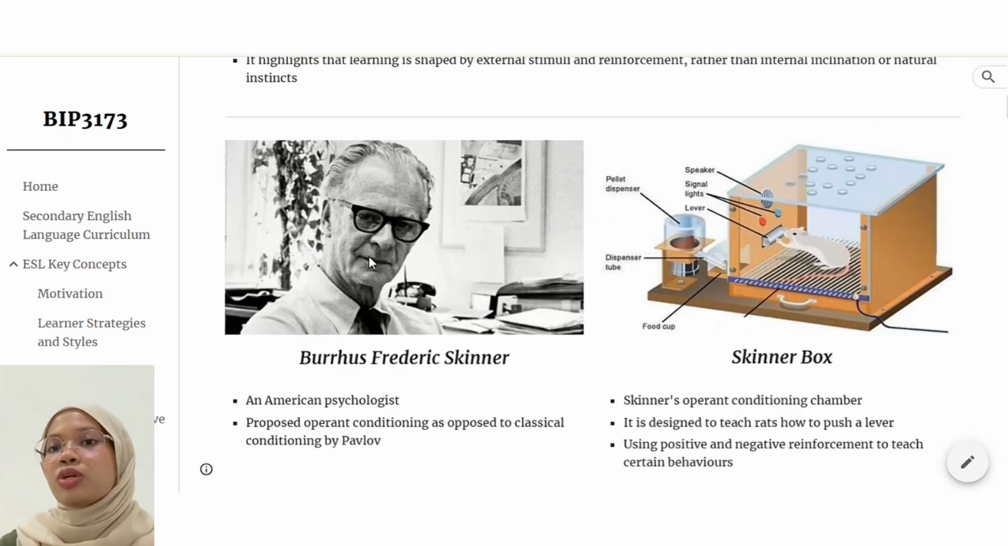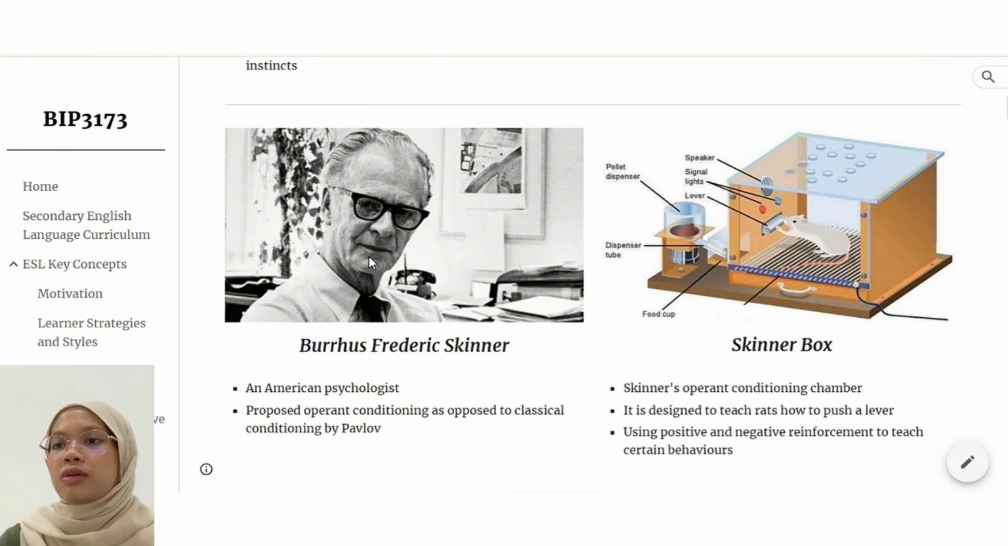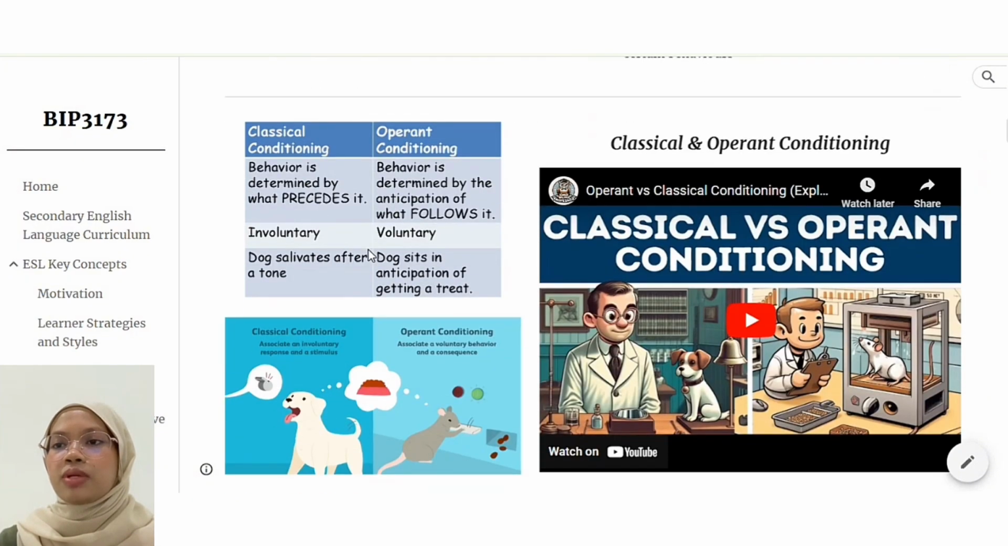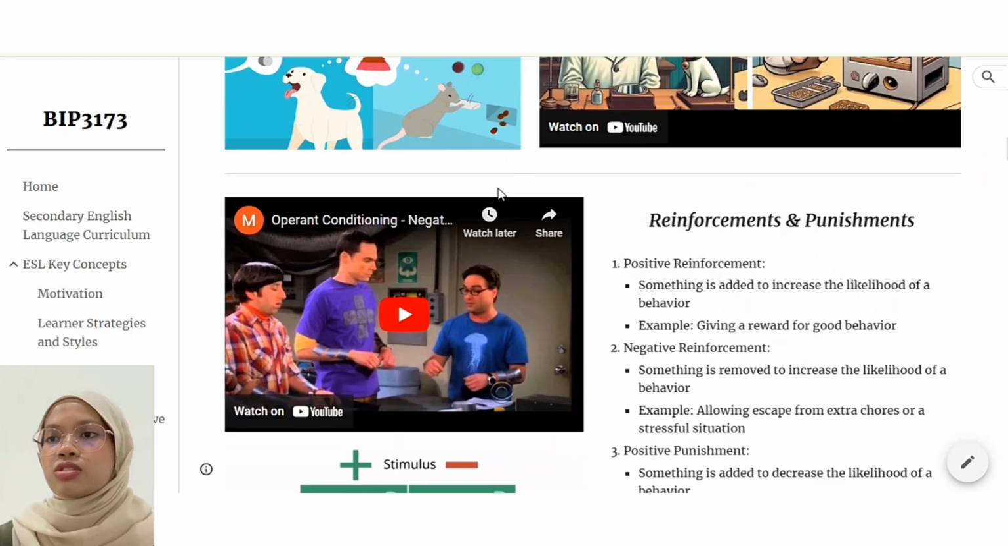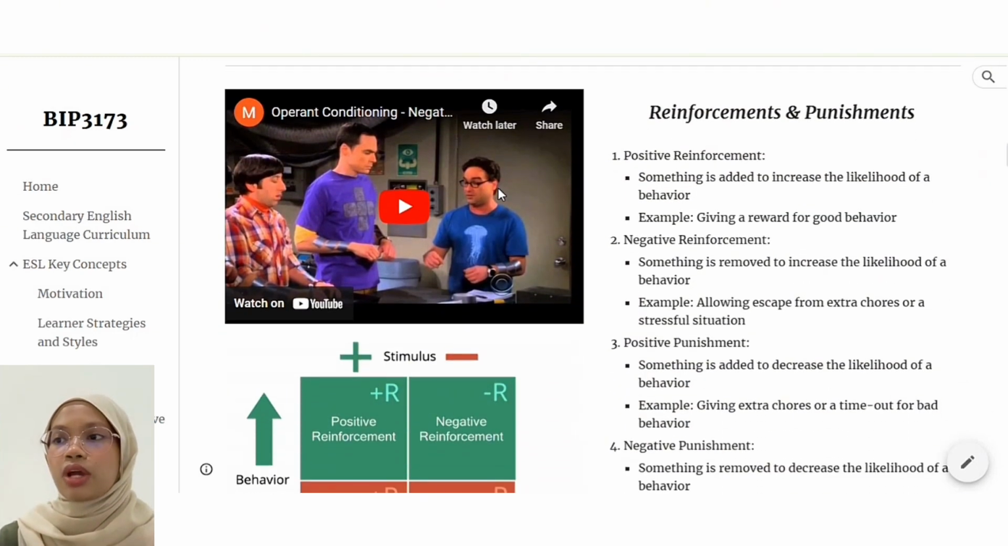B.F. Skinner, who is an American psychologist, proposed operant conditioning as opposed to classical conditioning by Pavlov. And he also invented the Skinner box, using positive and negative reinforcement to teach certain behavior. Here are a few pictures and a video to further explain classical and operant conditioning. And here is also a further explanation for reinforcements and punishments. And here is a video and a picture to further explain what it means.